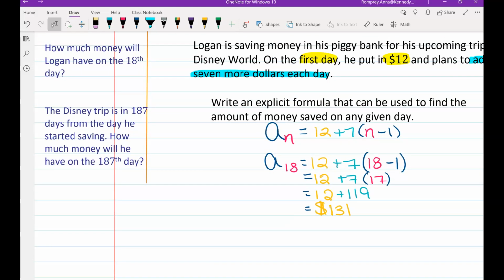So it says the Disney trip is in 187 days from the day he started saving. So how much money will he have on the 187th day? I'd like for you to go ahead and pause the video and find out how much he'll have on that 187th day. And when you're ready, come back and check your answer.